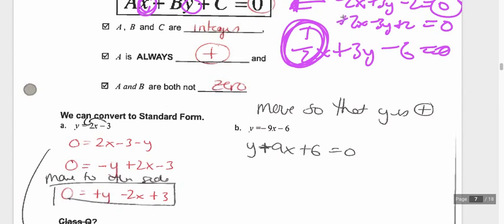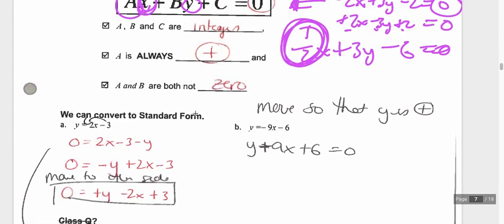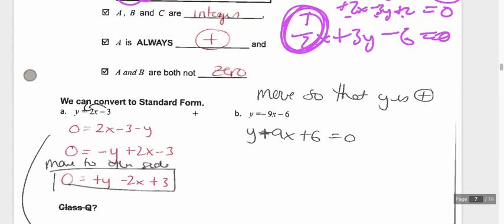If you ever have the number in front of x being negative, you can change the sign, but you have to change the sign on every single term here. Okay.